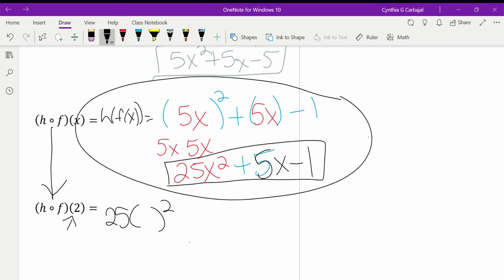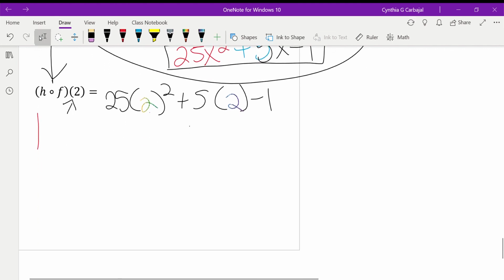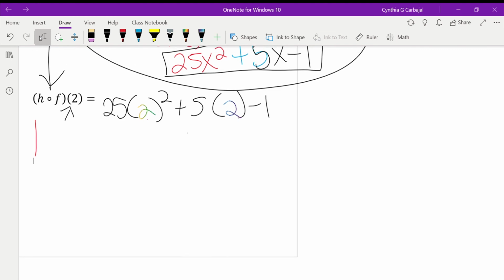So we have 25x squared plus 5x minus 1. So then I'm going to go in here and I'm going to sub in a 2, 2, and 2. Then we're going to do the math. So it says 2 squared, right? We do exponents, order of operations. So 2 squared is going to be 4. I'm going to change the color and move this up a little bit because I don't have a lot of space. So 2 squared is 4.